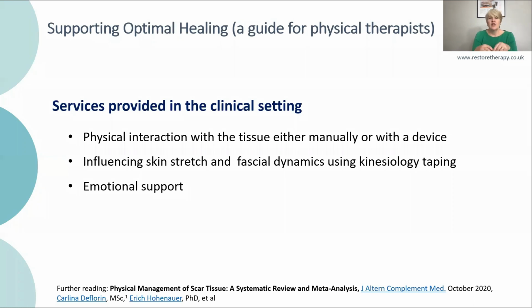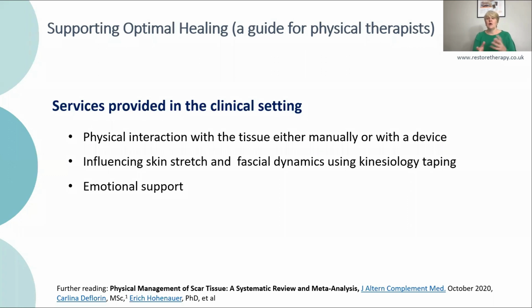We could also be influencing the stretch on the tissue and the fascial dynamics using things like kinesiology taping. And all importantly, that's all wrapped up with the right kind of emotional support, so that you're providing holistic patient care, not just looking at the scar, but thinking about how that trauma has affected them on a physical level locally to the scar, and also how it's affected the rest of their global body dynamics. Has something else got stiff or sore or tight or weak as a result of the injury that they've incurred?